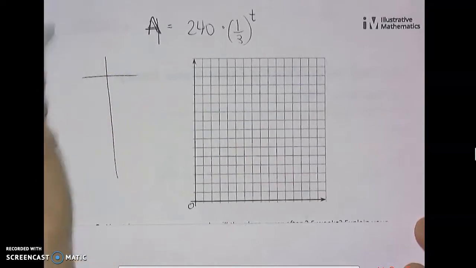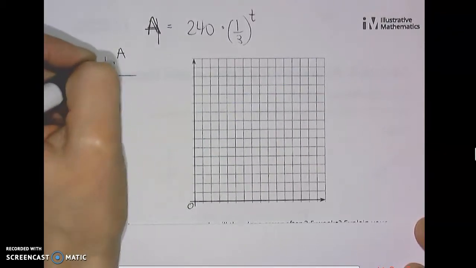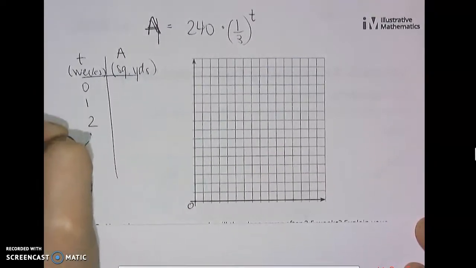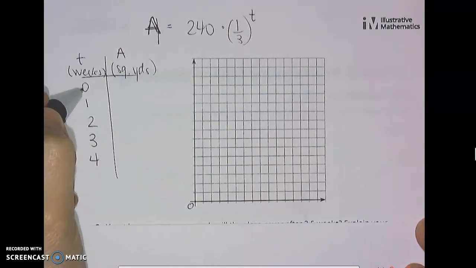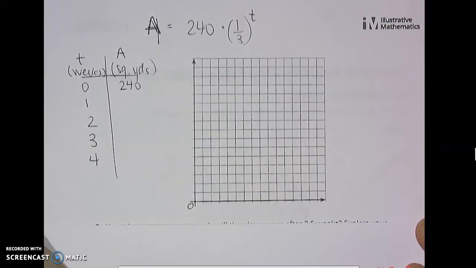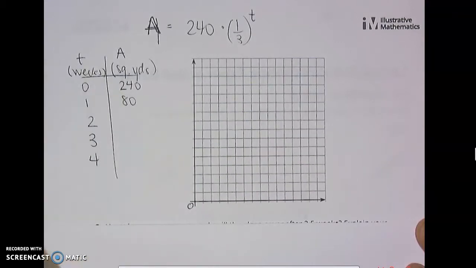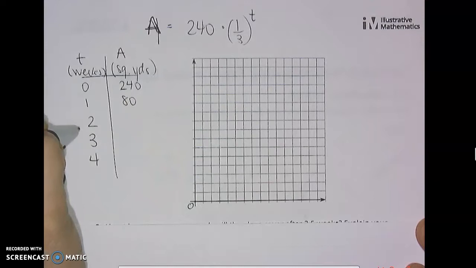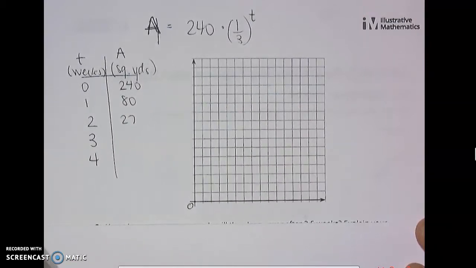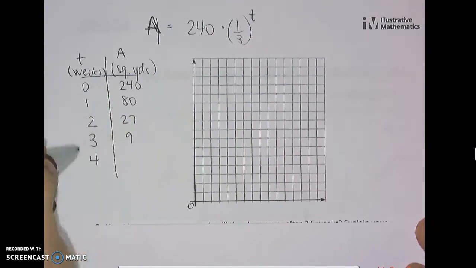So t is our input, and that is in weeks, and our output is A in square yards. They wanted 0, 1, 2, 3, and 4. At 0 weeks, when we're starting this, the algae is covering 240 square yards. If it's getting 1/3 smaller, it's going to cover 1/3 less area. After 1 week, we would be at 80. Taking that and dividing by 3 again is approximately 27. It's not exactly that, but for the sake of ease, we'll say 27. Continuing on, if we cut that in third again, that would be 9, and cutting it in third again would be 3.